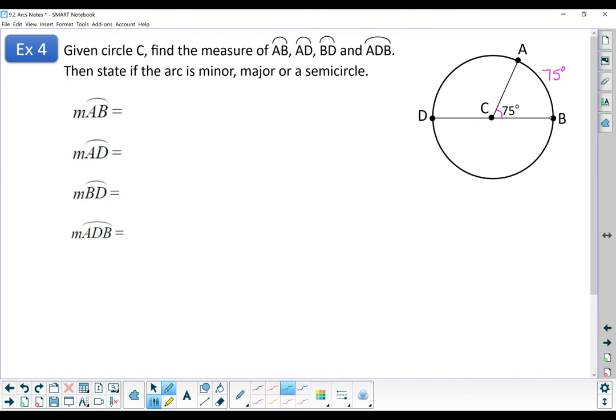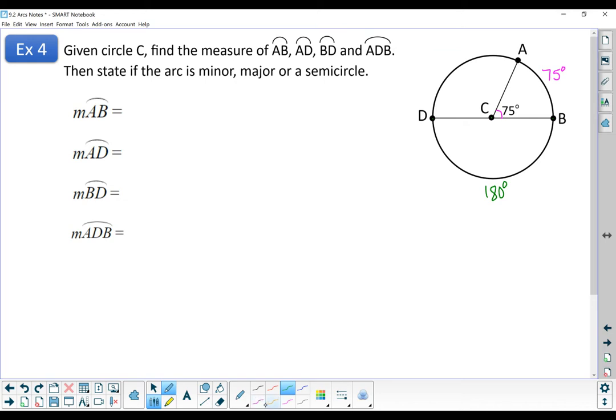BD is a diameter of the circle, so it goes from one side of the circle through the center to the other. That's a diameter. That means it's cutting the circle in half exactly. So this arc down here from D to B is a semicircle, which is 180 degrees exactly.